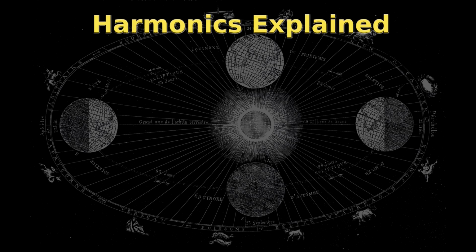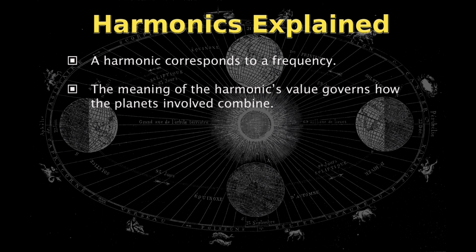We refer to these divisions as harmonics because we are saying that dividing up the circle by a number creates a frequency. The meaning of the harmonic's value describes the frequency and thus governs how the planets involved combine. My subsequent videos will get into each harmonic individually to give you a better idea of how that works.